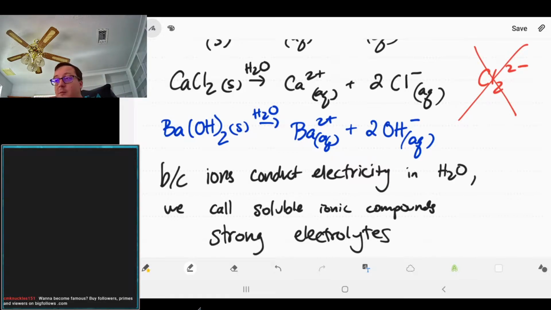Electrolytes comes from, I don't know, Greek maybe. Electro means electricity for us. Lysis is breaking. So we're looking at something that breaks and conducts electricity, and that's what ionic compounds do. And they do so strongly. They strongly conduct electricity. So we're going to see here that those are called strong electrolytes.